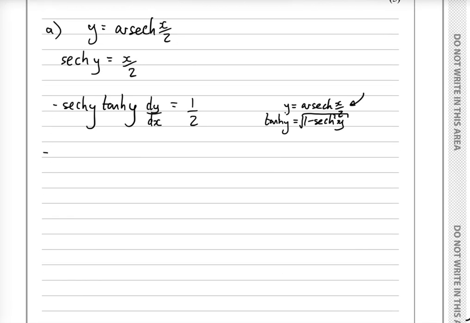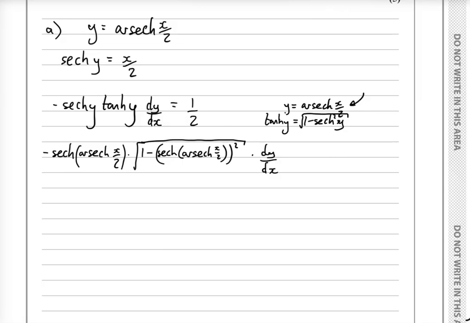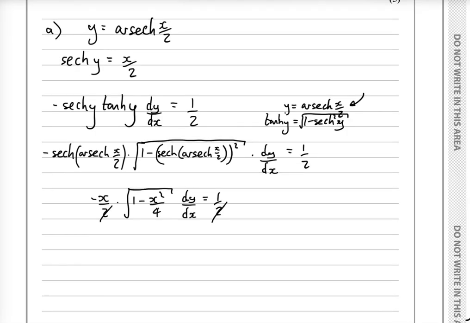So here we've got negative sech r sech x over 2 times the square root of 1 minus sech r sech x over 2 squared times dy by dx has to equal 1 over 2. So the sech and the r sech cancel out and we get a negative x over 2 times the root of 1 minus x over 2 squared, x squared over 4, dy by dx is equal to 1 over 2, halves cancel, and we want the x squared without a 4.